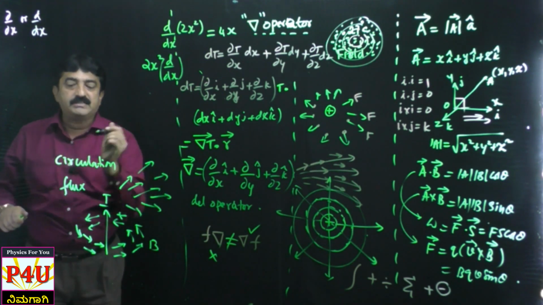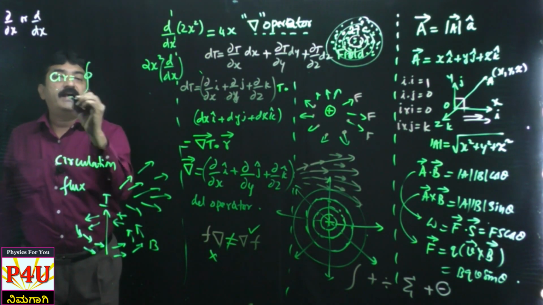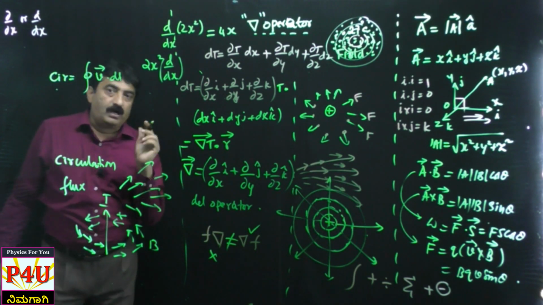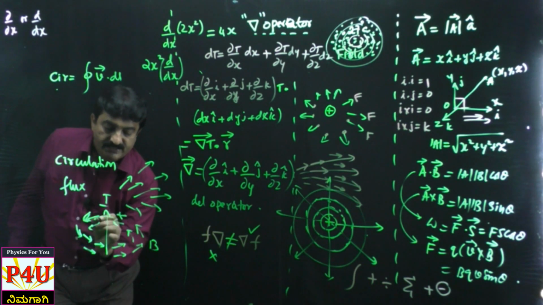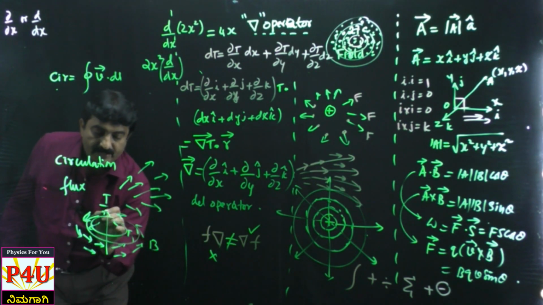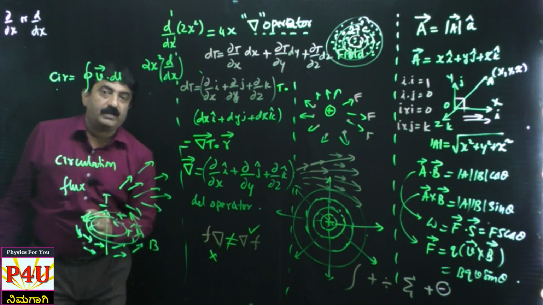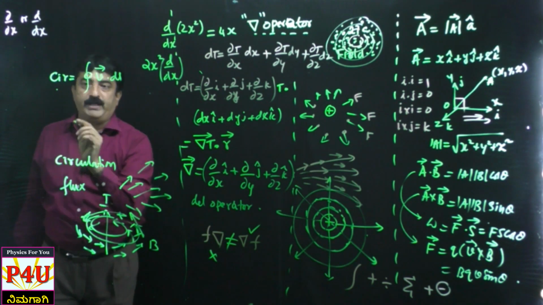And for the definition's sake, circulation is defined as the integral of the vector and then the line or small element, tangential. See, this is the rotation. So I draw the tangent here, I draw the tangent here, the vector and that particular length. So it is the tangent and a particular length, circulation.